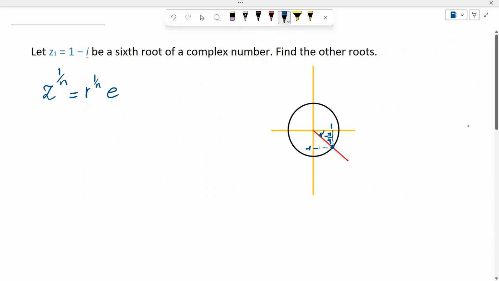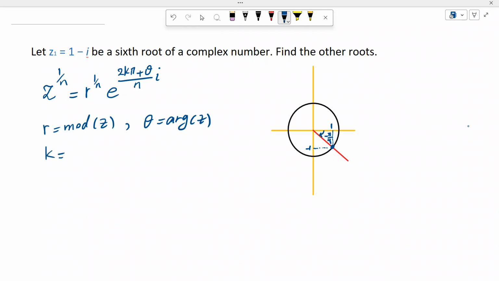e to the (2k pi plus theta) over n times i, where r is mod z and theta is arg z. And k can start from 0 to n minus 1 or from 1 to n, but we need to start from a point and continue up to the nth. So we find the nth root of a complex number by this method.